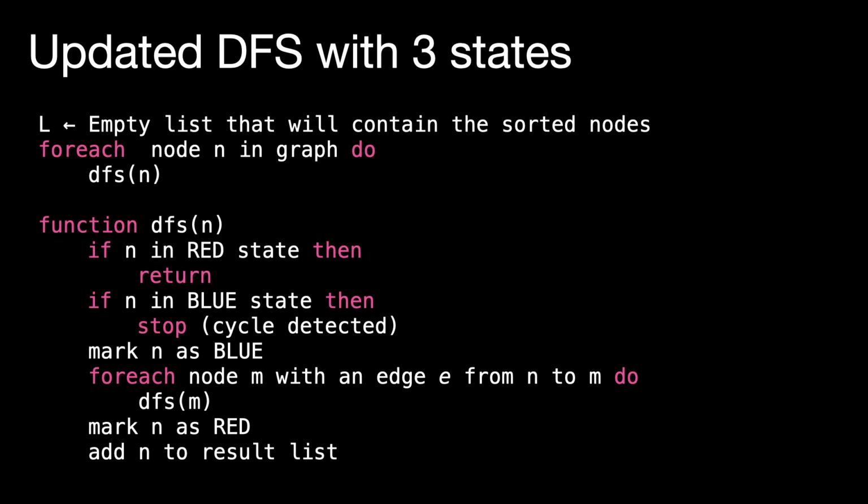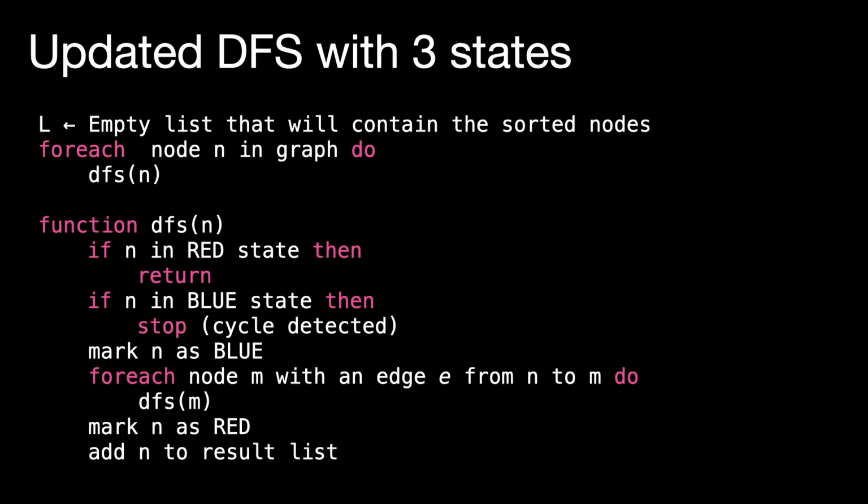So here is the updated DFS pseudocode with 3 states. First, we define a list L to store the result, and then we iterate over all the nodes in this graph and perform DFS. Inside the DFS method, we check the current node. If its state is red, it means the node has been fully processed, and we can safely ignore it. If its state is blue, it means we detect a cycle. We can stop further execution.